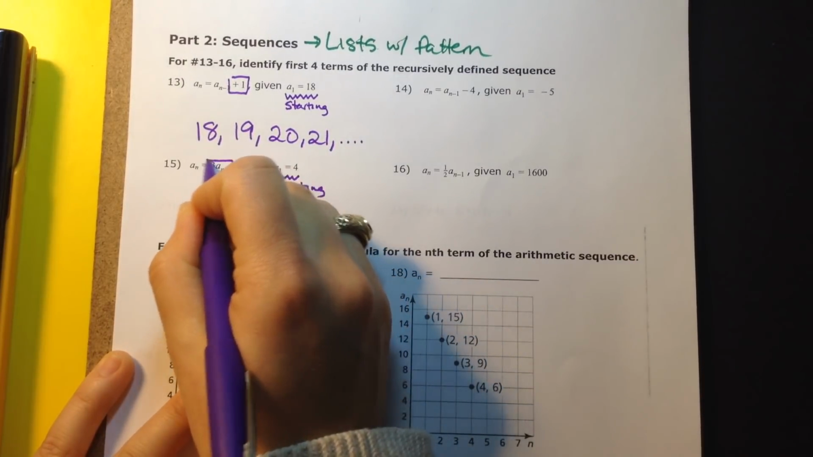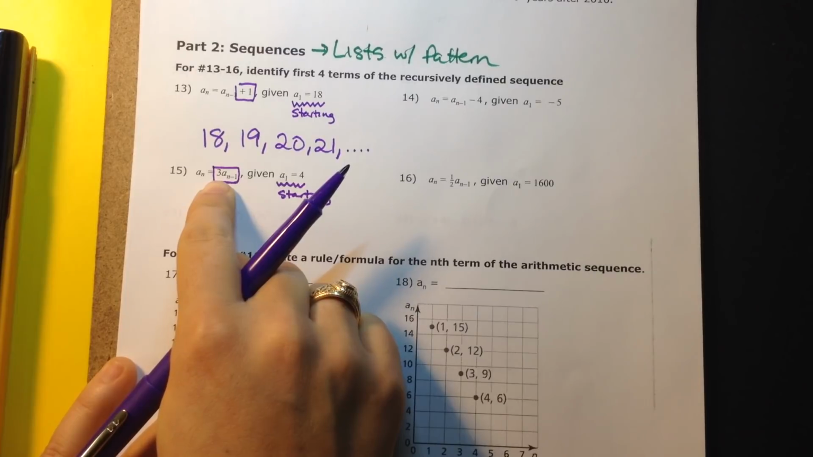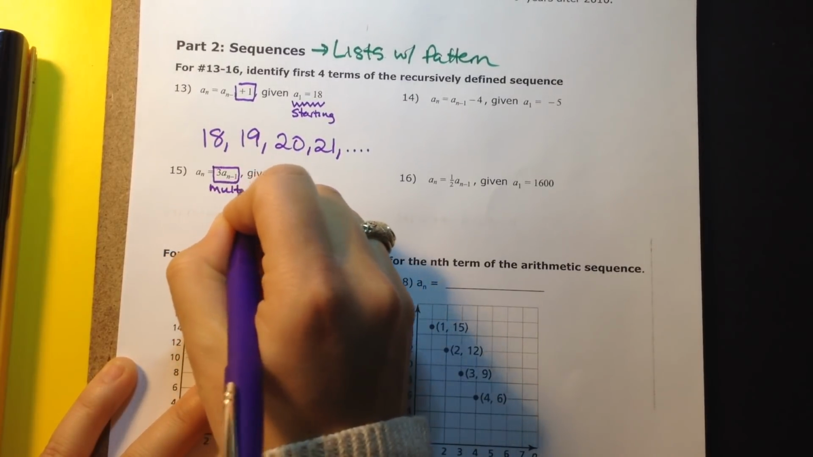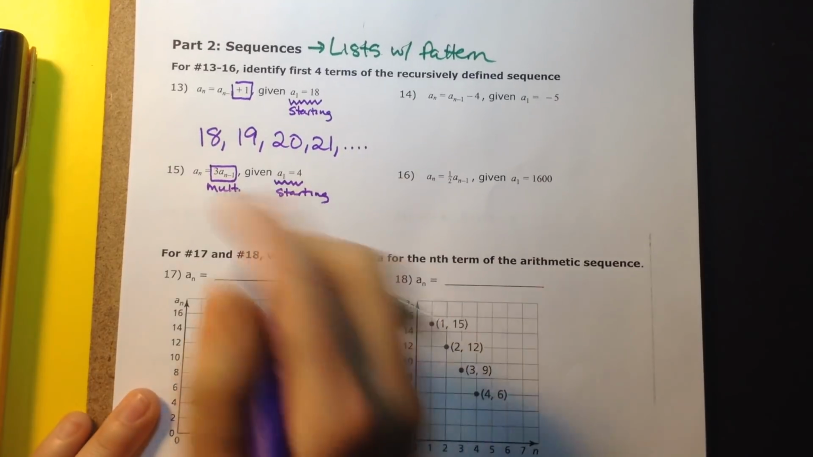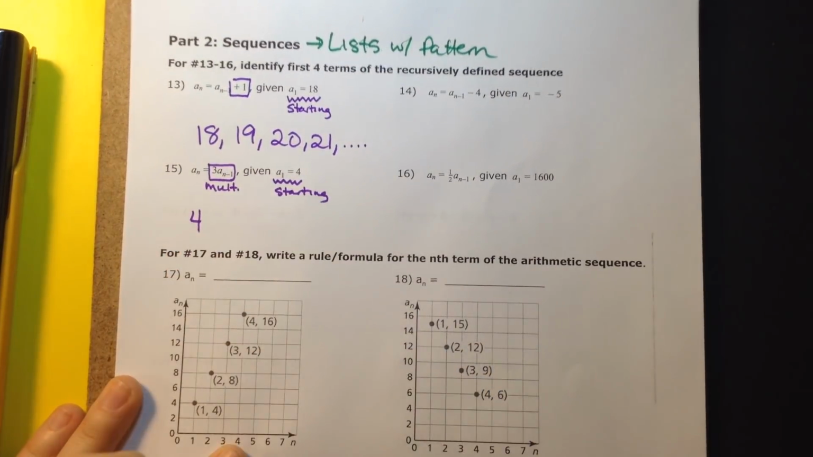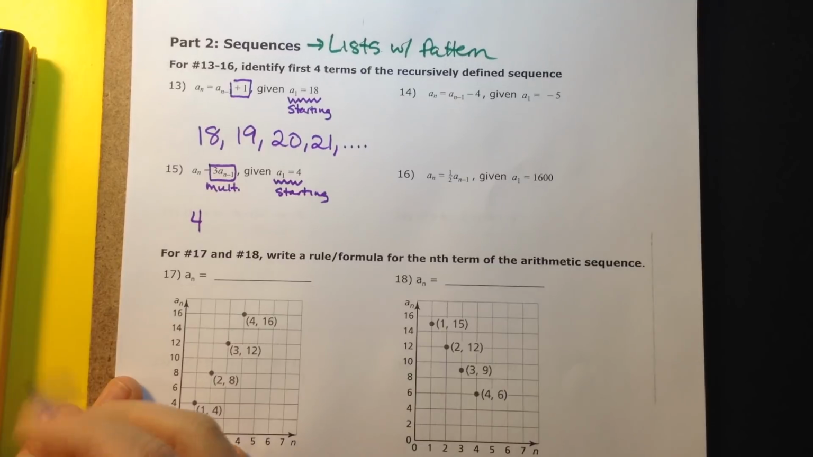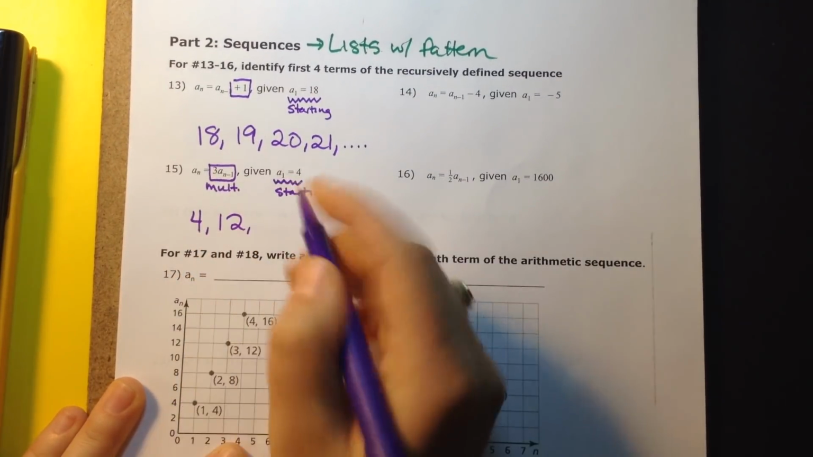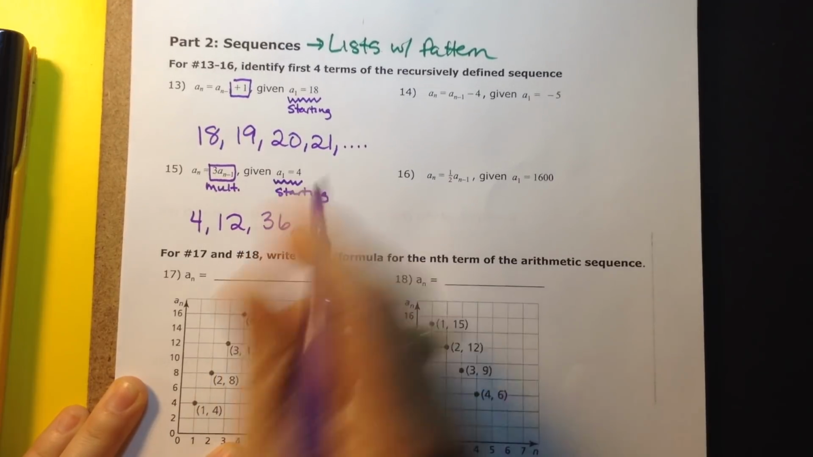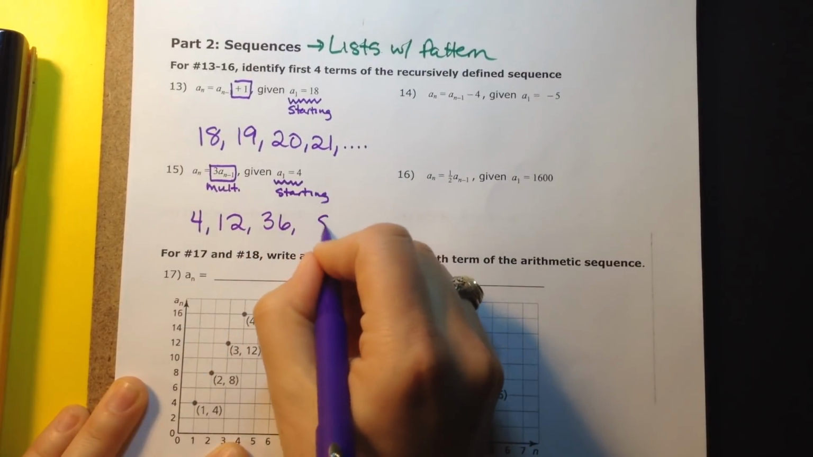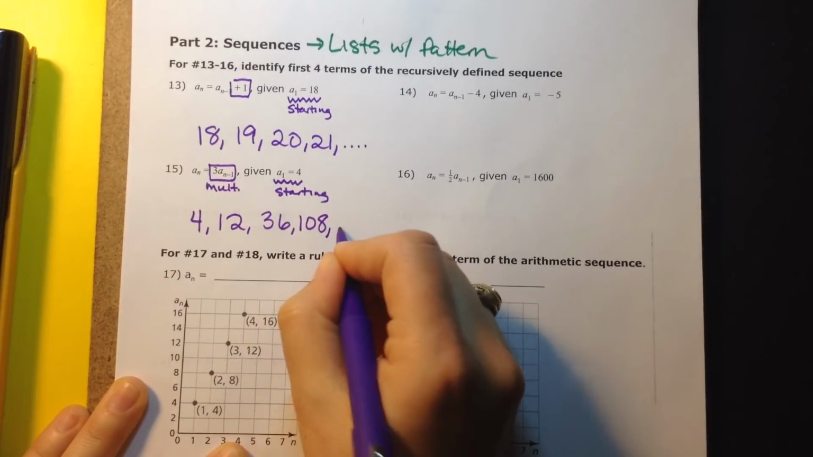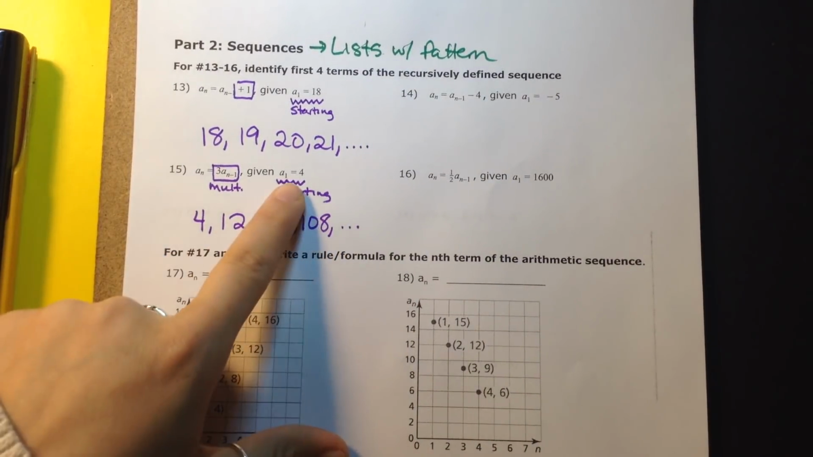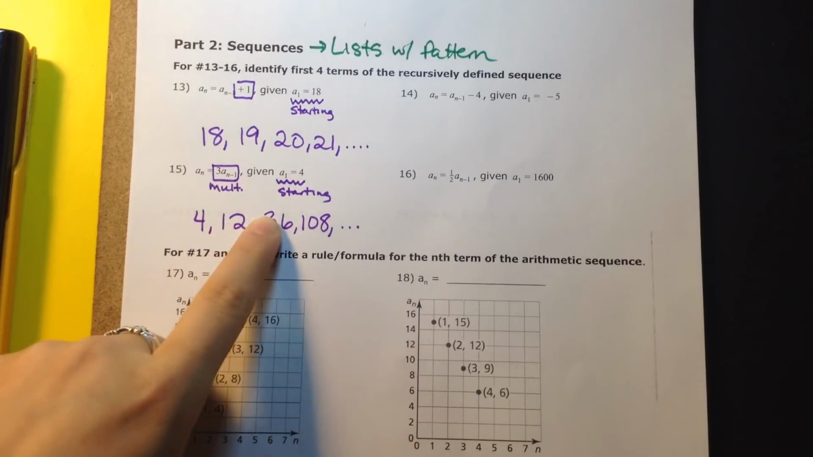I don't see an add or subtract sign. I see 2 things smushed together. When things are smushed together, we are multiplying. So this is telling me that I'm going to start with 4, and I'm going to multiply by 3 each time. 4 times 3, 12. 12 times 3, 36. 36 times 3, 108. It started with 4 and multiplied by 3 each time.